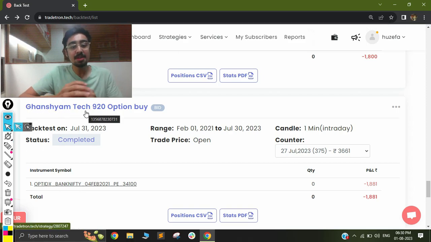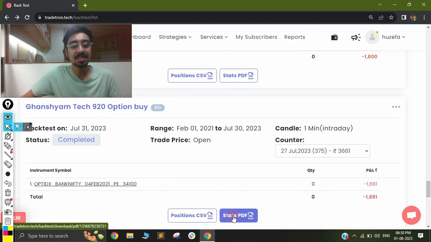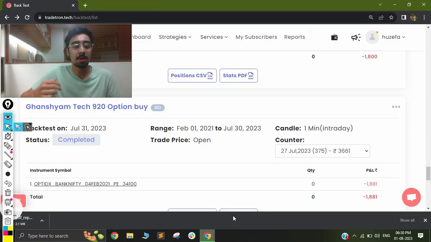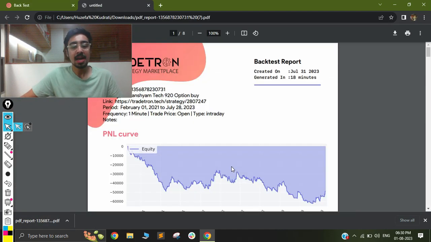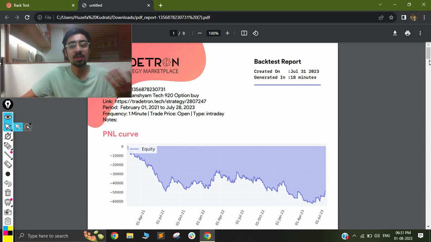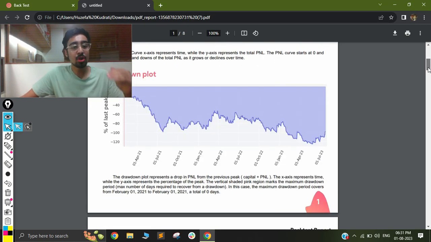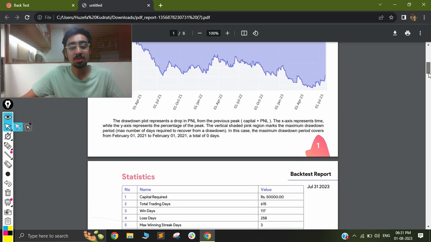So I have already backtested this strategy for the last 3 years, and let's have a look at the stats performance of this. So I will open this report, and you can see that this report has a P&L curve which is straight downwards over the last 3 years. After that, you will be able to see that the drawdowns have pretty much always kept increasing. So had you allocated even 50,000 rupees to this, your capital would pretty much be wiped out.